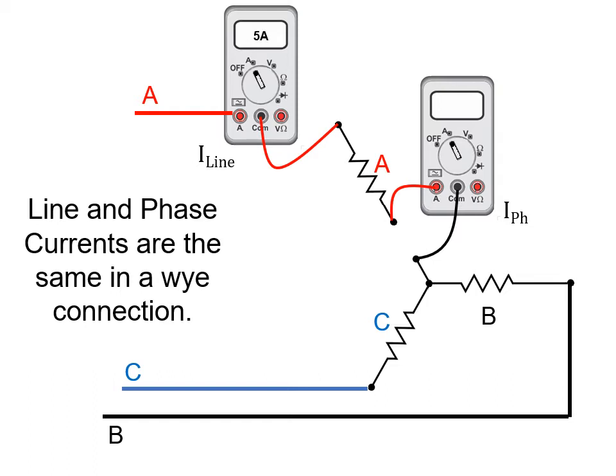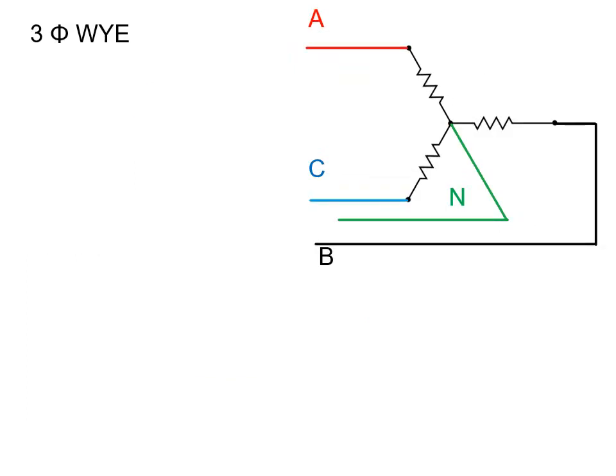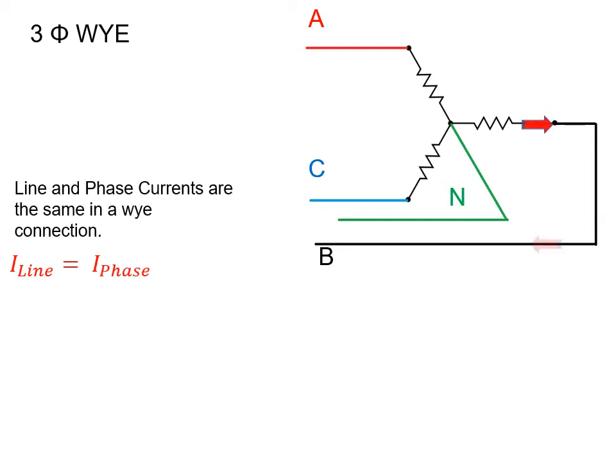So here, if I have 5 amps coming in on the line, I will also have 5 amps going through the phase. Line and phase currents are the same in a Y connection. So let's review our Y connection. In a Y connection, our line current and our phase current are the same. As you can see here, the current leaving phase B is also the same current that would be going out through line B.